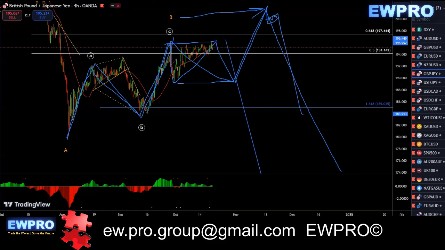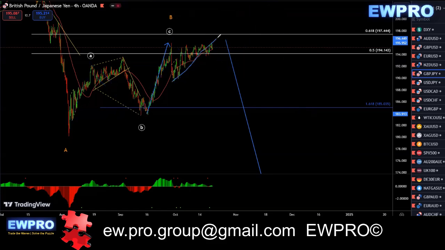So this is looking very much like it's setting up for a running or expanding flat in here. If you are looking to sell, you're selling into a C wave, so you can, but then I'd be looking for a buy for that possible flat.